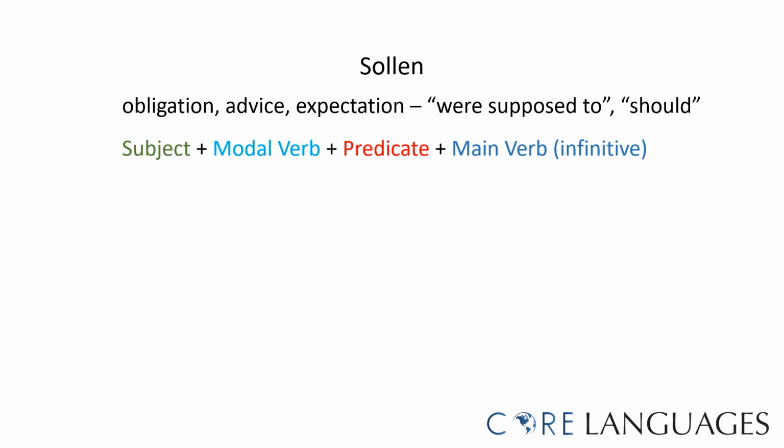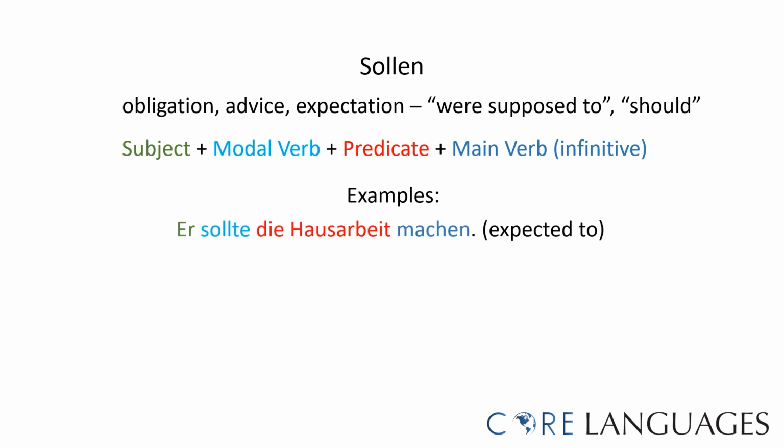The modal verb sollen can be used to express obligation, advice, or expectation. The preterite translation can be was or were supposed to, but I can also use it to express should, as in you should do something. For example, zum Beispiel, er sollte die Hausarbeit machen. I could either translate the sentence with he should do chores or he was supposed to do chores. Or, du solltest besser aufpassen. You should pay better attention.